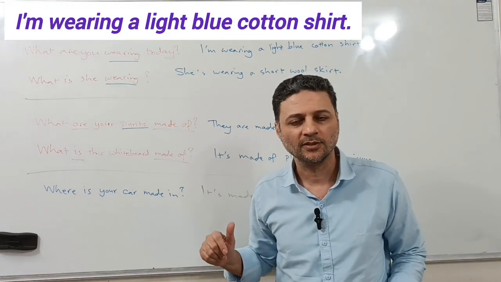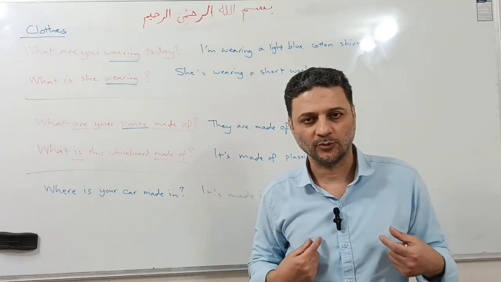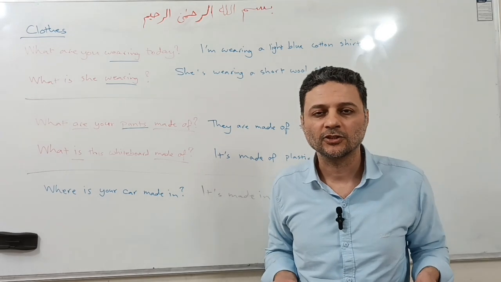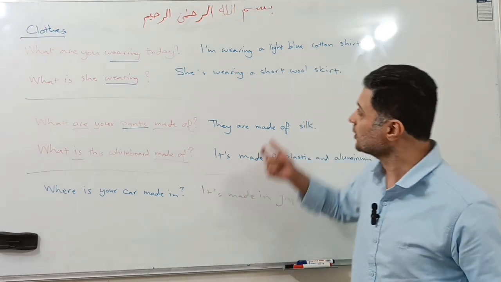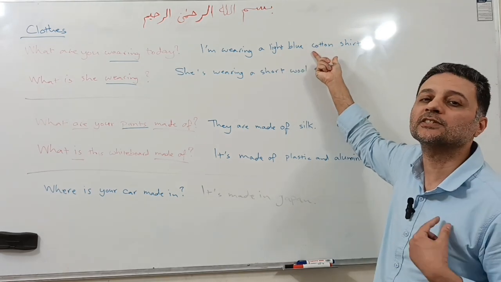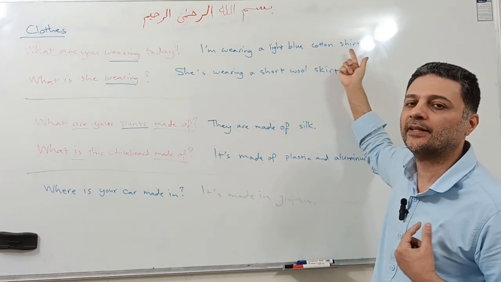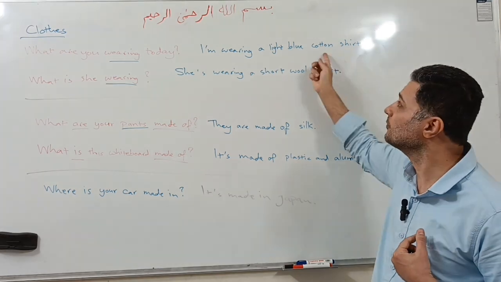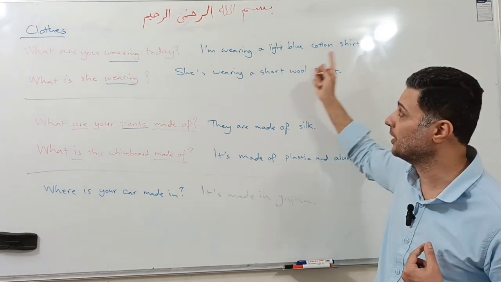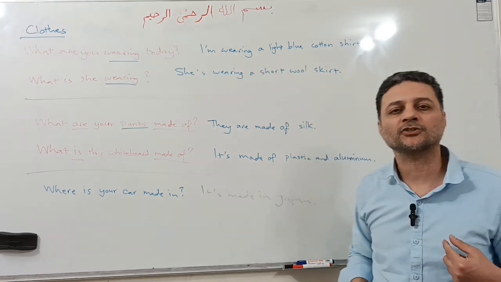A light blue or dark blue? This is light blue, right? Light blue or sky blue cotton shirt. Okay? First we use the color, and then the material used in my shirt, and then the noun shirt. All of them are adjectives that are used before the noun shirt. Okay? So I'm wearing a light blue cotton shirt.